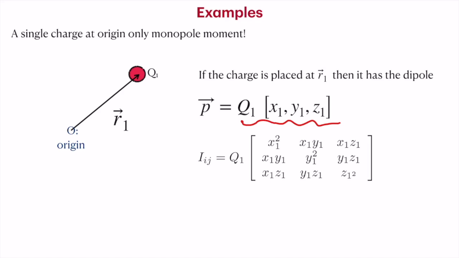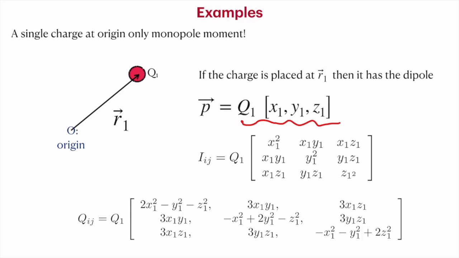One can also define the moment of inertia, or the traced quadrupole moment, which we can see is just the outer product of the dipole moment given above. We can also remove the trace and define the conventional traceless multipole moment, and that is also given here. So you can see that when the charge is displaced from the origin, it begins to give all the higher multipole moments.